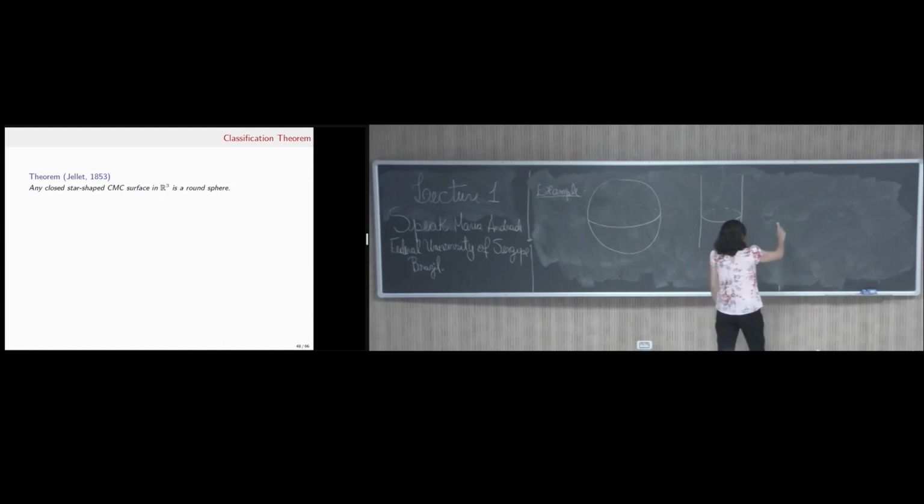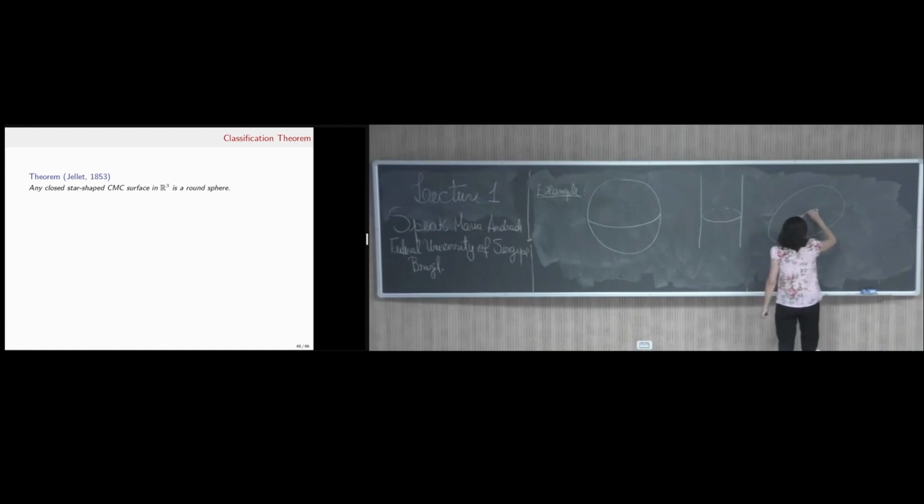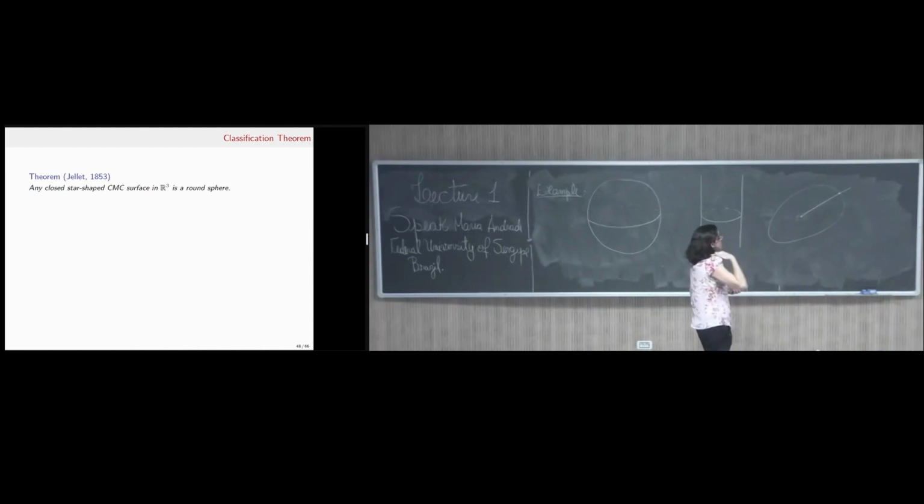Imagine here you have a surface. What does star-shaped mean? First, I will talk about this hypothesis. Star-shaped means you have, for example, a center. You take a line from it, and it only intersects the surface at one point, only this. Then Jellett showed that a closed star-shaped CMC surface in Euclidean three-space is a round sphere, okay? This was in 1953.